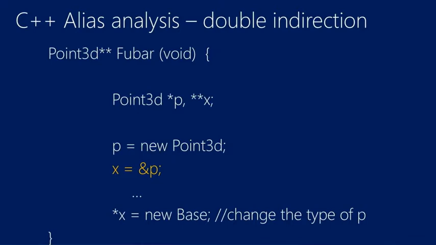So here's an example of where I want to show how double indirections can actually cause a real serious problem. If you look at the first statement, P equals new Point3D, we set up P to point to an object, right? Then we take the address of that pointer itself, right? And now we assign X to be pointing to some new object. And what we've just done there is we've changed the type of P.